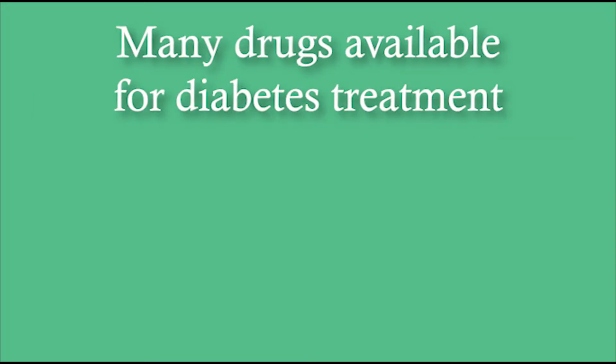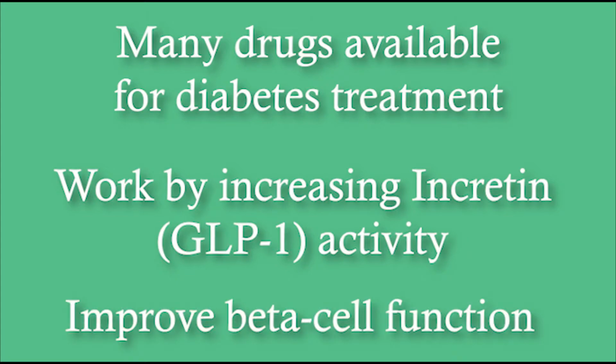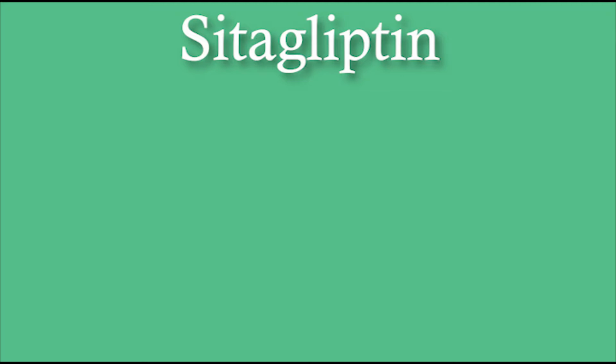There are a number of drugs in use for treating type 2 diabetes that work by increasing the activity of the incretin or GLP-1 signaling system. These drugs improve beta cell function. Sitagliptin is an example of a drug in this class.